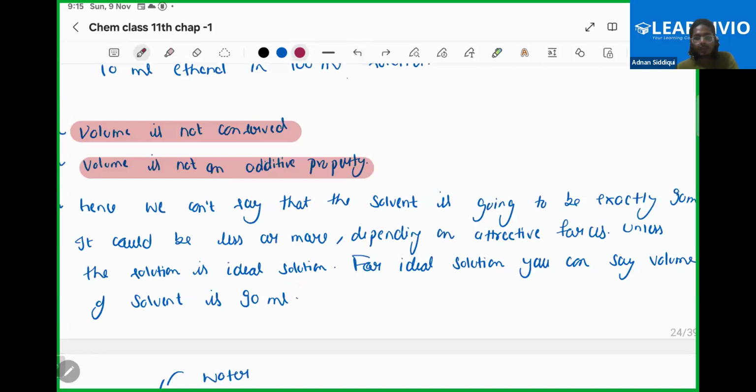Suppose in the question, they have written that your solution is an ideal solution. Then you can say that the amount of solvent is going to be exactly 90. But if they have not set this ideal condition, then you cannot predict the amount of solvent.